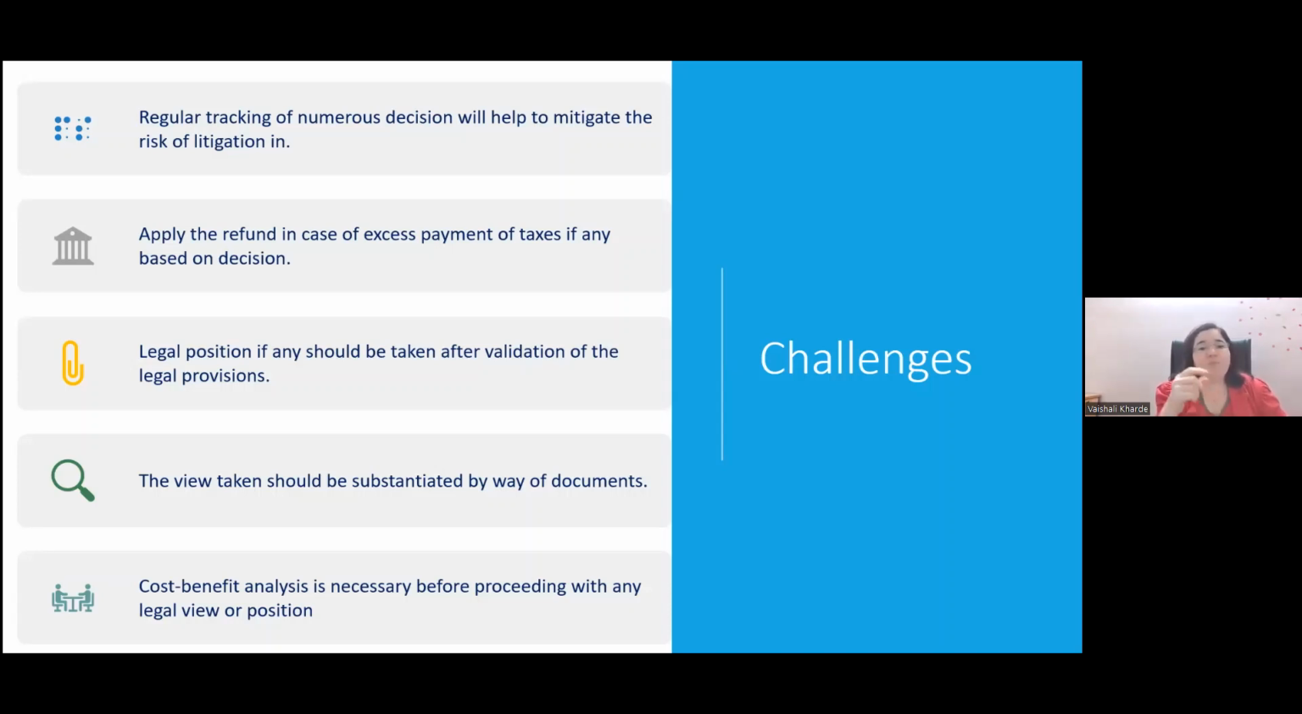Second, in both the cases, let's say secondment of employees, whatever we had discussed, or related to the portion rate, if excess payment of taxes or incorrect payment of taxes has been made, then apply for the refund immediately. So refund should be applied for immediately. Whether rejection or acceptance comes is separate, but apply for the refund immediately. Third, whatever the legal position, if you have taken it based on the agreement, etc., it should be validated from the legal position, and it should be substantiated by way of documents to avoid the future risk of litigation.